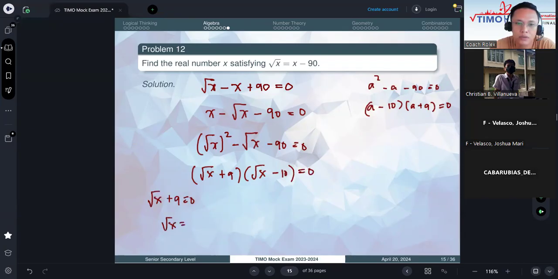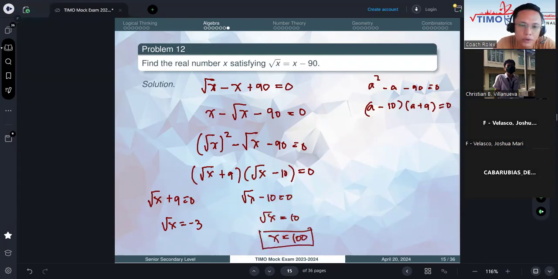Square root of X is equal to negative 3. Square root of X minus 10 is equal to 0, so square root of X is equal to 10. So X is equal to 100. Now we cannot have this one, no? Of course, this is wrong because the square root of X should always be positive. Okay, so that means you will have this.